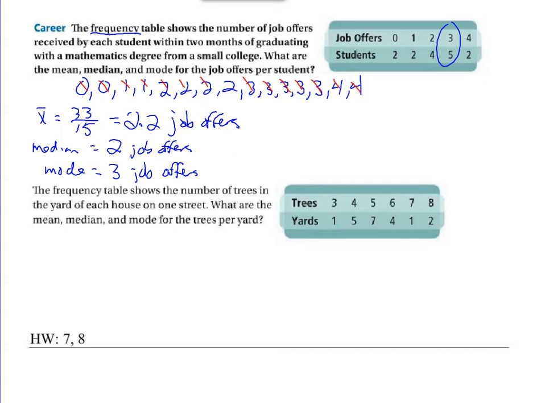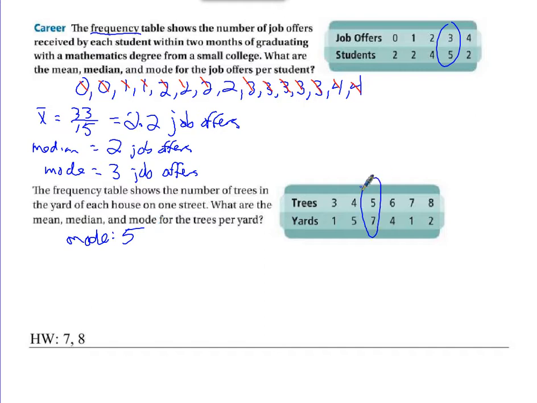For the second one, a frequency table again shows the number of trees in the yard of each house on one street. What are the mean, median, and mode for the trees per yard? Well, what can I do first? Mode. What is the mode? Mode is 5. The number of trees per yard. There are 5 trees in 7 yards, and that's the most that we wind up with. So this guy right here is the mode.